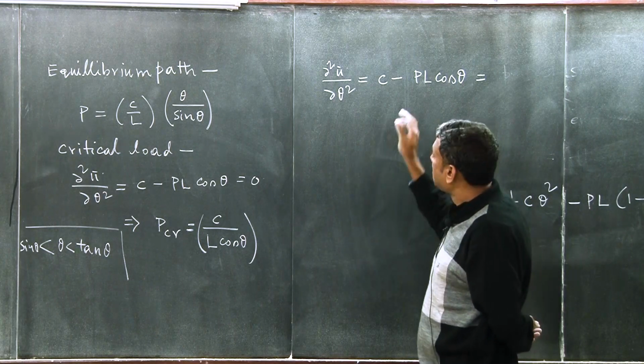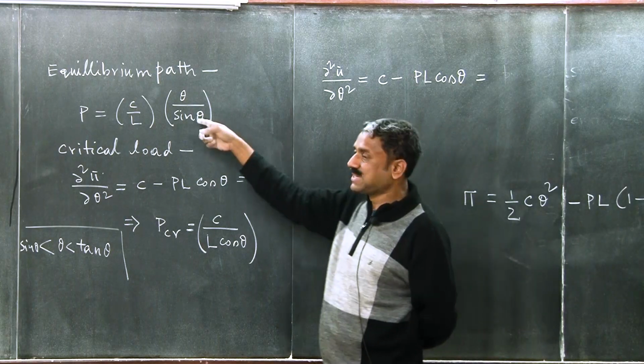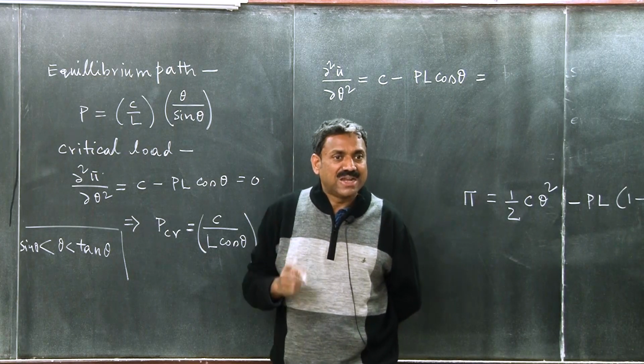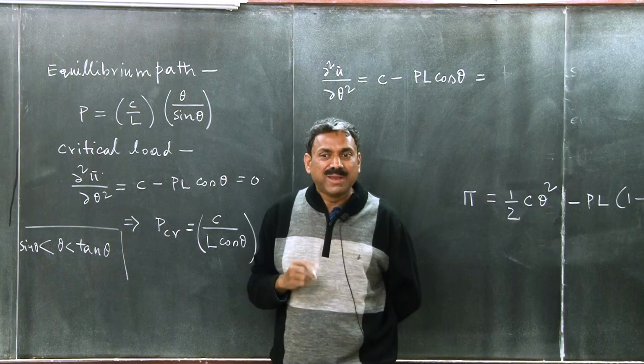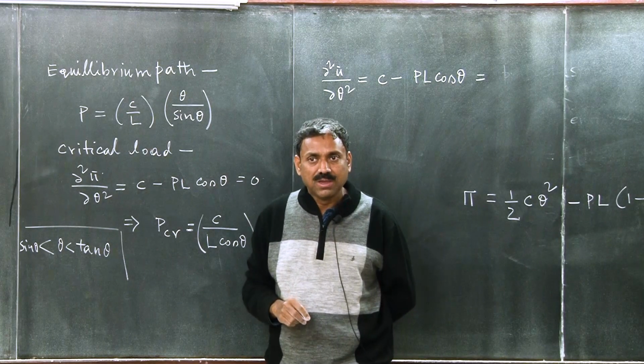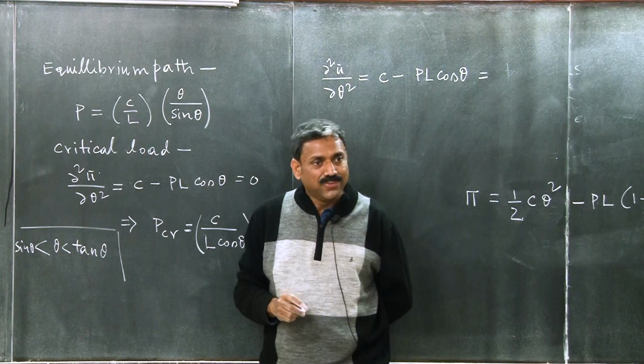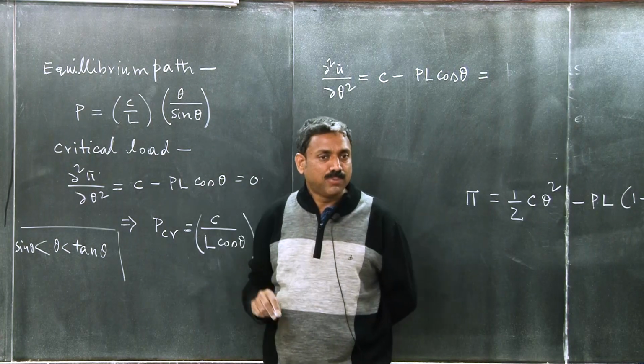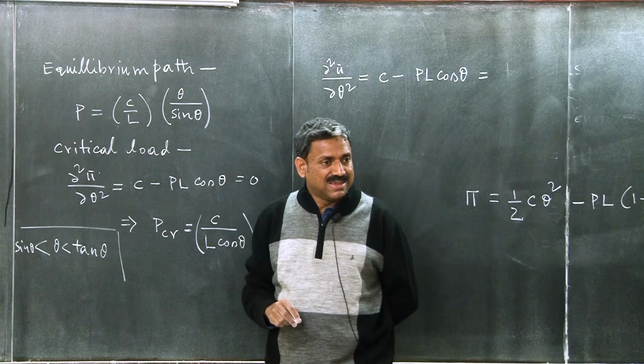But please note that on top of it, the equilibrium must be satisfied, right? We want to study the stability of the equilibrium path. First, the system has to be stable, has to be in equilibrium, right? So the equilibrium condition must be imposed on this, isn't it?